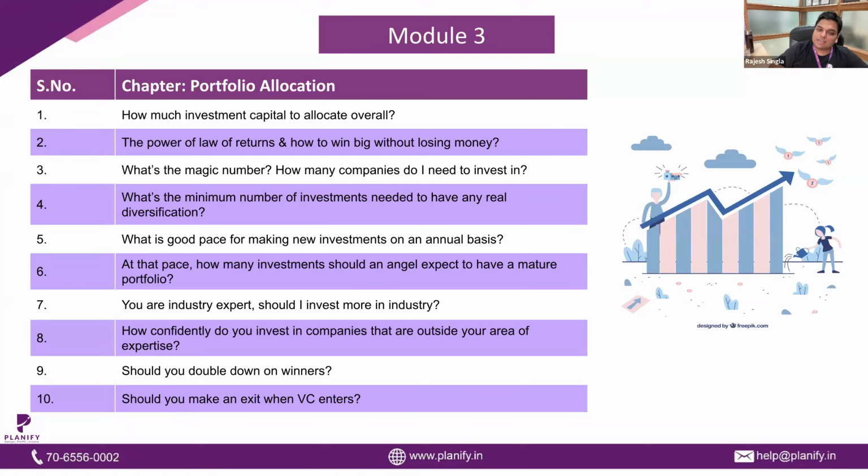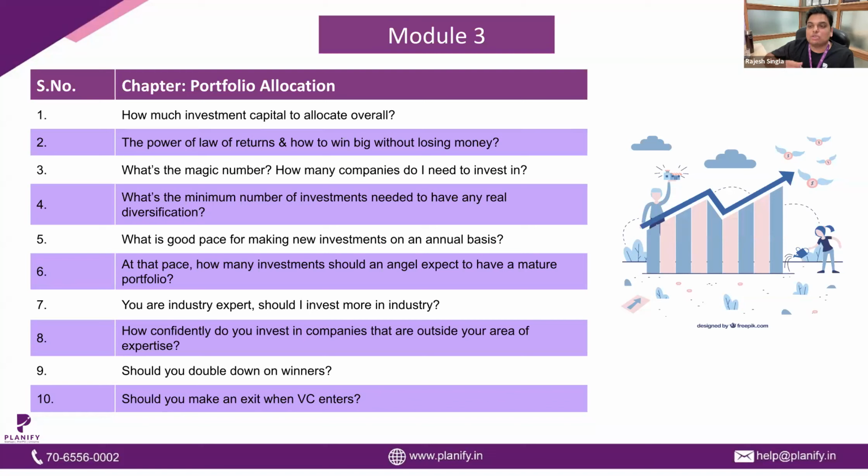Now let's look at the other side. So let's say the company is doing well. So let's say you invested in a company at a very early valuation of let's say 10 crores. And then the company ka next round ho raha hai 40 crores pe ya 50 crores pe. The business is growing well. Abhi 50 crores ki valuation pe wo round kar rahe hain. To kya aapko dobara paise dalne chahiye? So should you double down on your winners or should you split your money?